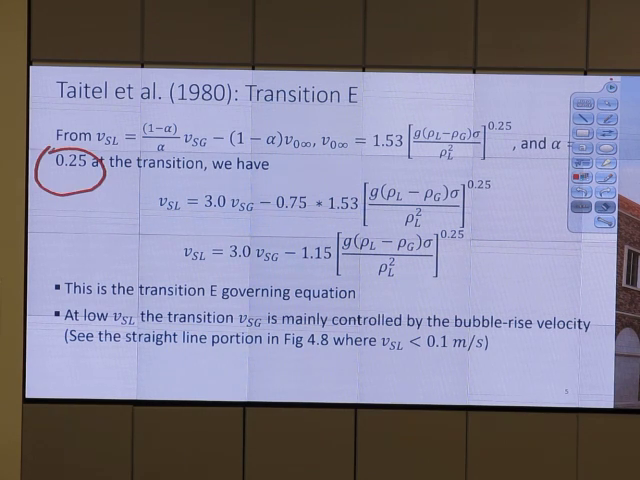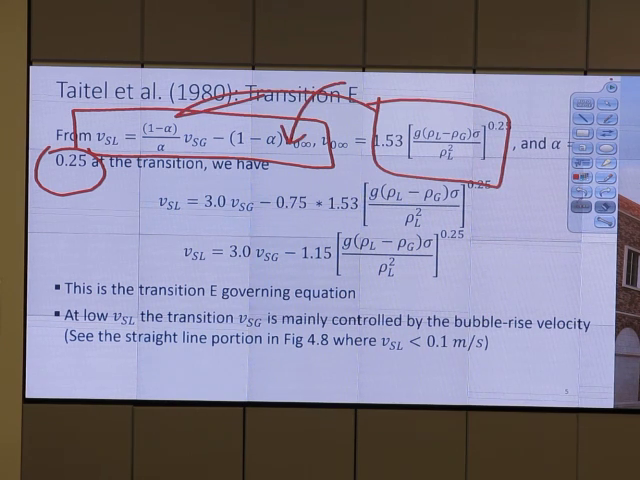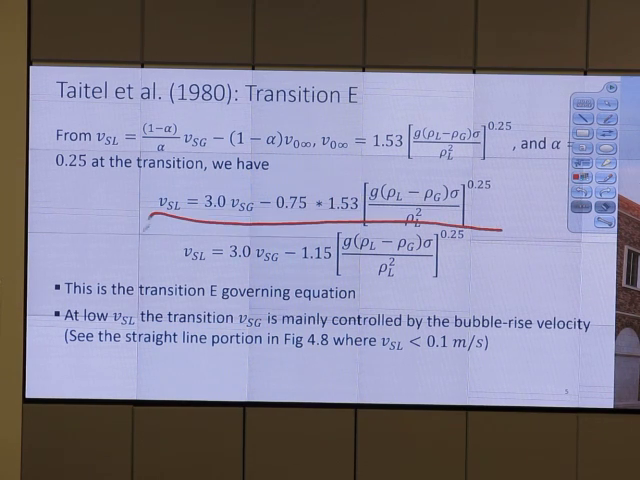Substitute alpha equal to 0.25 into this equation. This is our slip equation, right? And substitute V0 infinity that much in. Do some math, we get that. So we have the relationship between VSL and VSG. This is the governing equation for transition E.